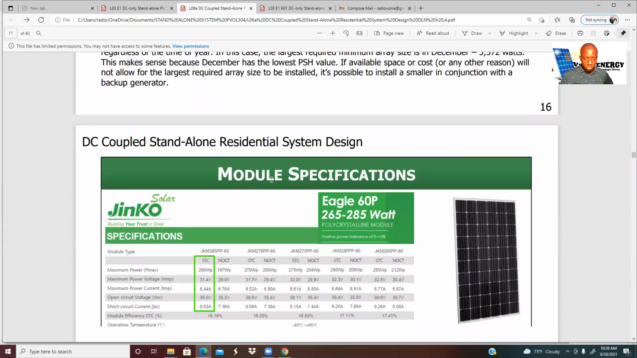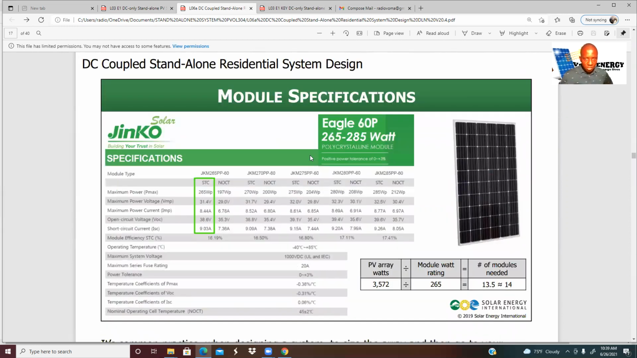Okay, so this is the PV model we're using. The Eagle 660P, 265 to 285 watts. This is the model information. This is the model from the PVWatts we have here. The maximum power is 265 watts. The maximum power voltage, 31.48. The maximum power current, this is in amps. The open circuit voltage, 38.64. Now, somebody will be confused. They say the open circuit voltage here is 38.64. Why is our nominal voltage 48?